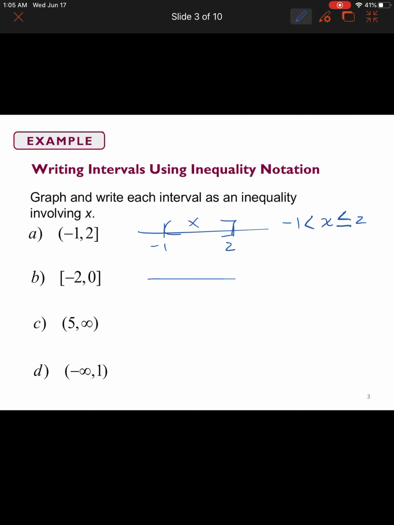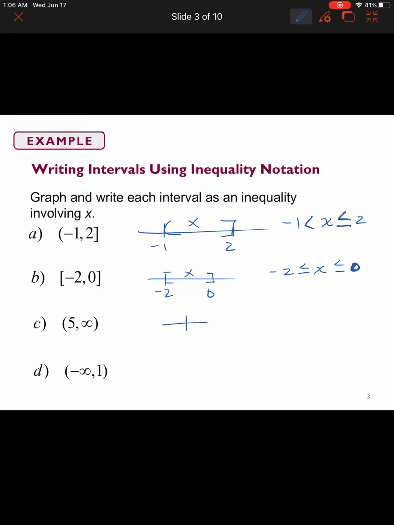All right. Part B, we have negative 2 and 0. Brackets on both. X is definitely between those. Now to write that out in inequality format, I'm just going to write out the numbers and the variable. As x is to the left, if you look at your graph, you'll see x is to the left of 0, include 0. And negative 2 is to the left of x, include negative 2.